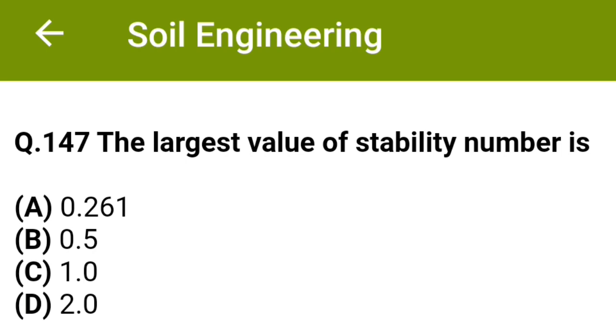The largest value of stability number is option A, 0.261, option B, 0.5, option C, 1.0, option D, 2.0. The correct answer is option A, 0.261.